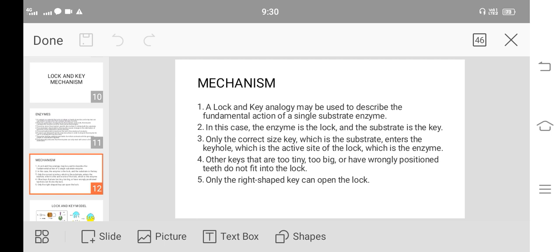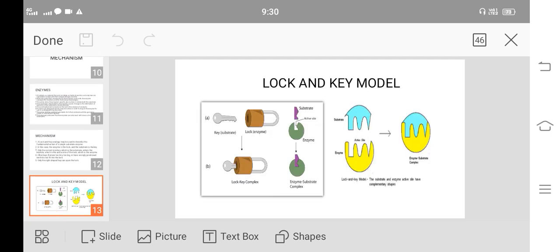Other keys that are too tiny, too big, or wrongly positioned do not fit the lock. Only the right-shaped key can open the lock. This diagram shows that the key acts as the substrate and the lock as the enzyme.